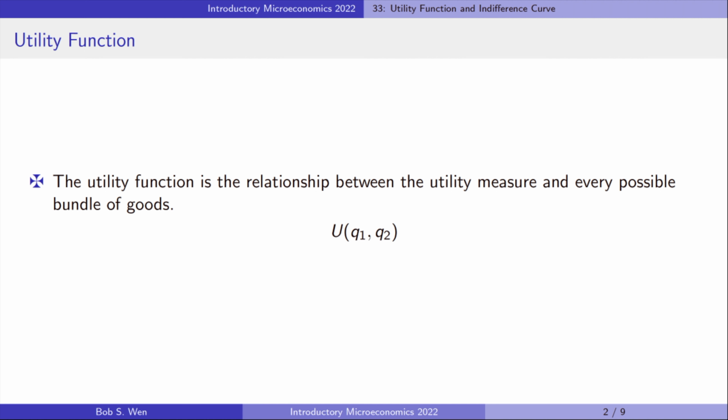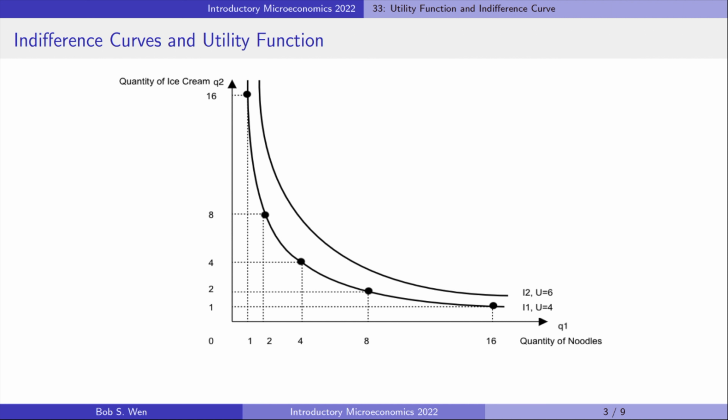The indifference curves we have learned in the past two videos have a close relationship with the utility function. All the combinations of goods on an indifference curve have the same utility value, like 4. A higher indifference curve has a higher numerical value of utility, such as 6. But the value number itself has little meaning. The utility values only reflect the consumer's relative ranking of the bundles.